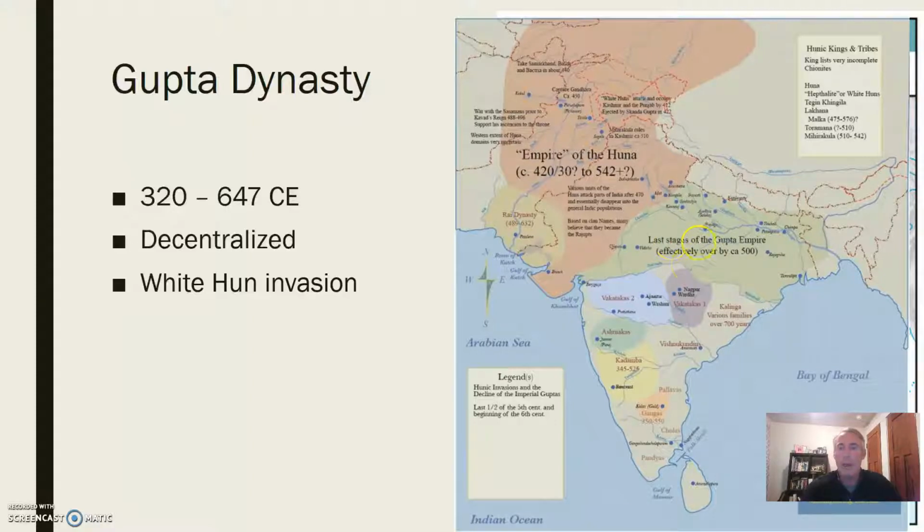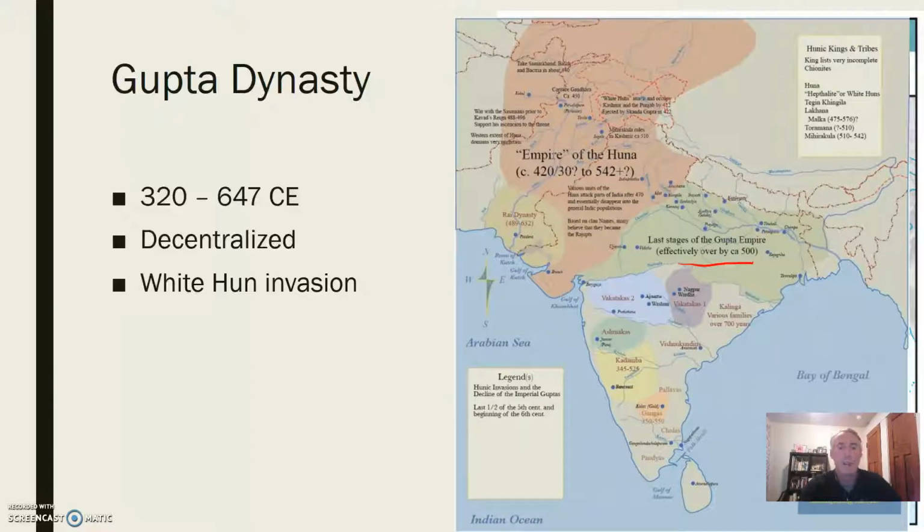And as you see here, the Gupta Empire was effectively over by the year 500. So while there were still empires kicking around for close to another 150 years, they were not recognized as being any united empire at that point. So that would be the end of the Guptas.